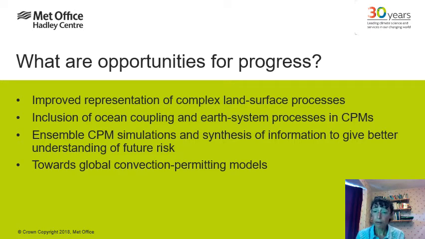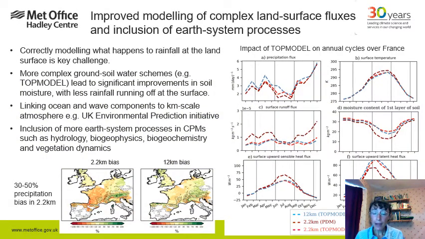We're now starting to be able to run quite a few of these experiments, multiple realisations, and a key opportunity for progress I see is synthesising all this information, both from these models and other modelling systems, to give an improved understanding of future risk. We're also moving towards global convection permitting models. So correctly modelling what happens to rainfall at the land surface is a key challenge, and perhaps even more so in these really high resolution models where rainfall is so much more realistic and intense and intermittent, and so less able to infiltrate the soils and tends to run off too much.